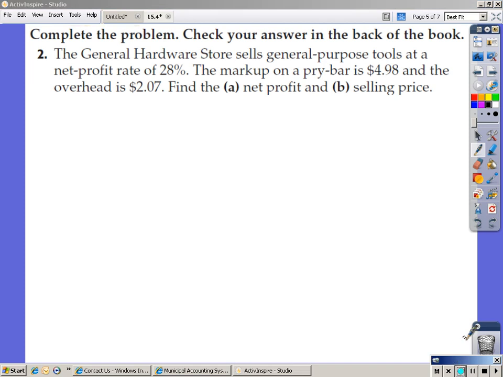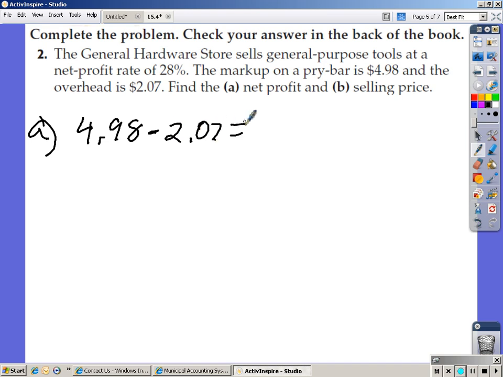Okay, so let's take a look at this problem. It says the general hardware store sells general purpose tools at a net profit rate of 28%. The markup on a pry bar is $4.98 and the overhead is $2.07. Find the net profit. Okay, so to find the net profit, we take the markup, $4.98. We subtract our overhead of $2.07, leaving me with $2.91 in net profit.